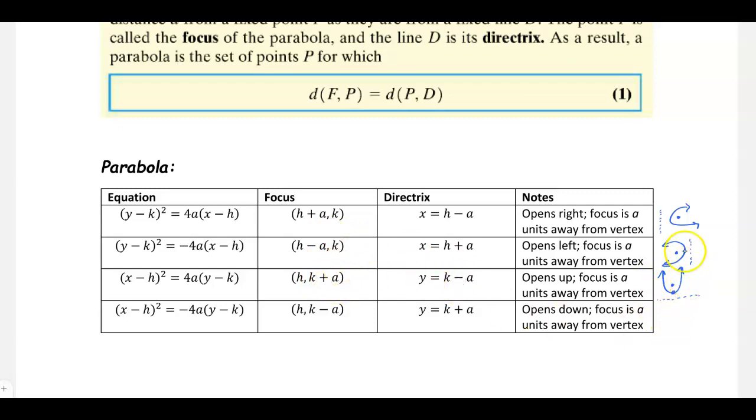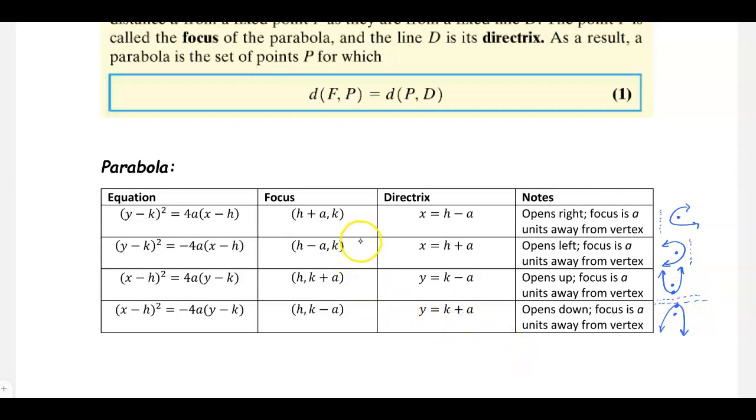So if you draw these pictures as you go, it's going to make it really easy to say, oh, this has to be the focus, this has to be the directrix. And then if a is negative, we know it's going to open down. So once again, the focus lives inside. So now I'm moving down to find the focus, and for the directrix, I'm moving up.